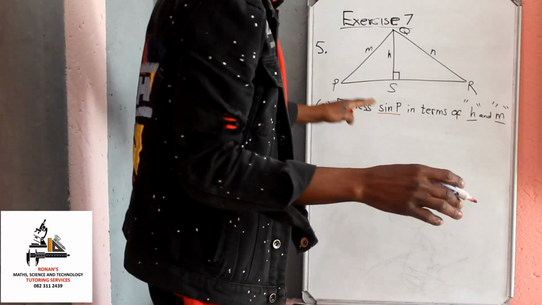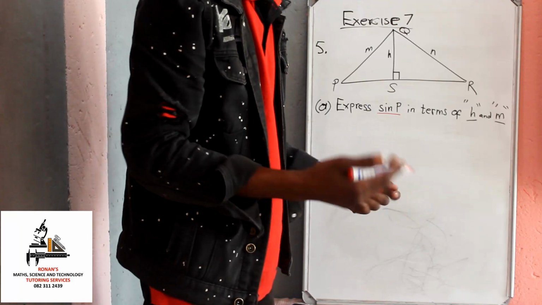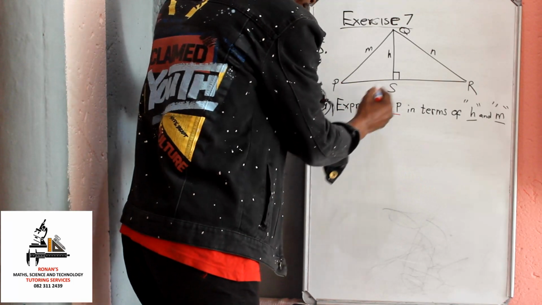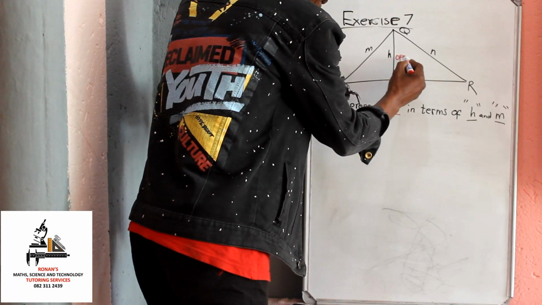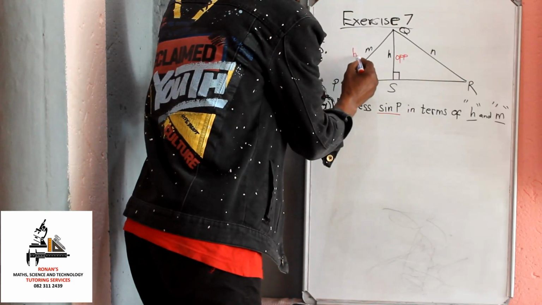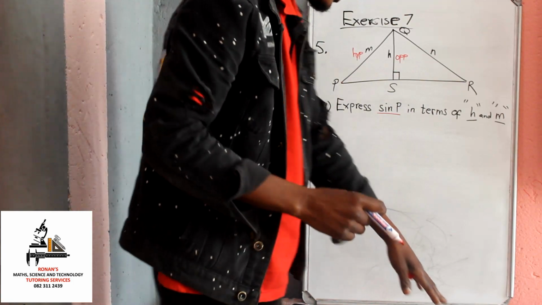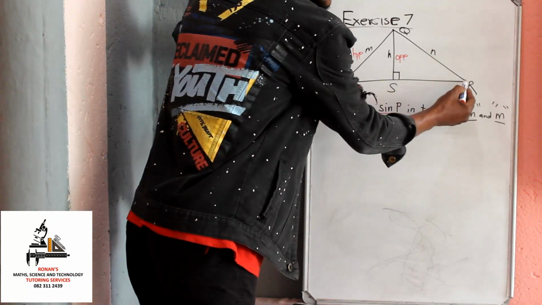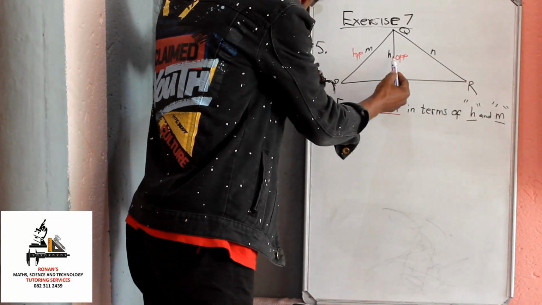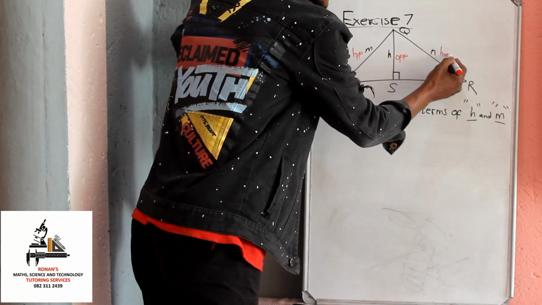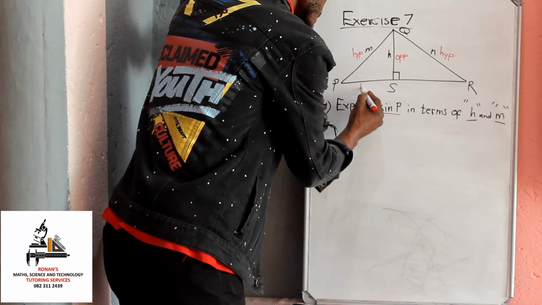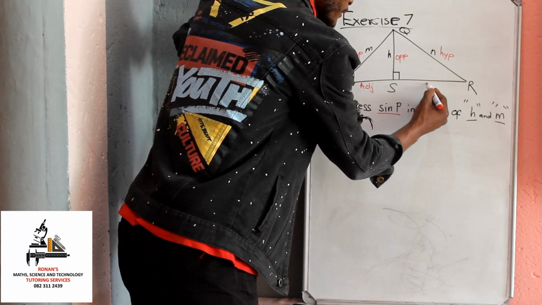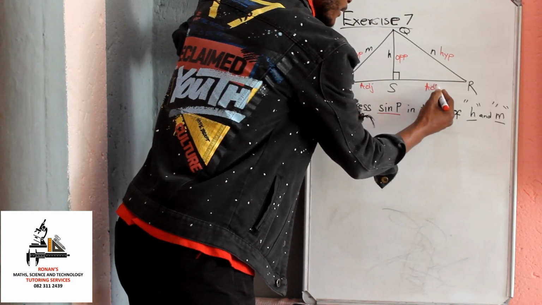But before we can do that, let's assign the sides as we always do. In terms of angle P, this becomes my opposite side, and this becomes my hypotenuse. And later on we're going to talk about R, which is in part B. For R, same applies. This becomes my opposite side, and this is my hypotenuse. Now this leaves PS as my adjacent, and SR being adjacent to angle R as well.